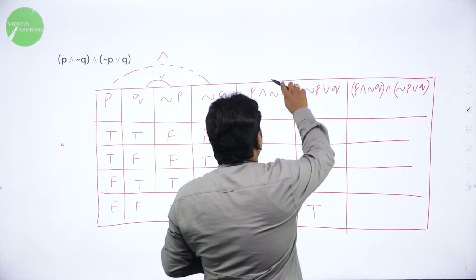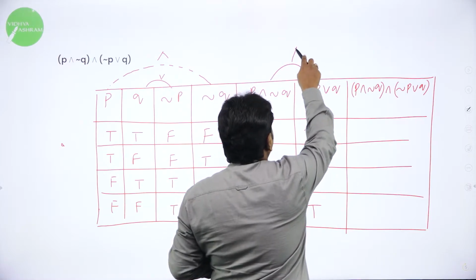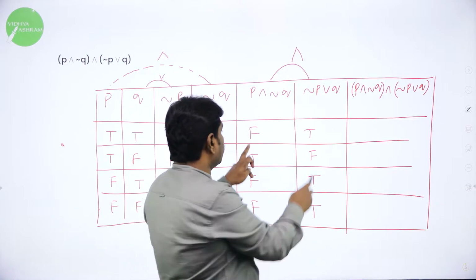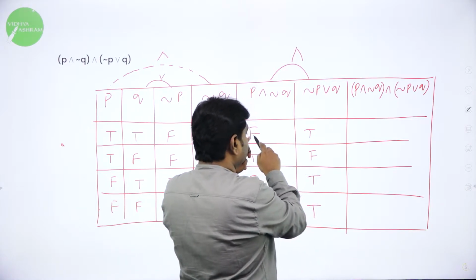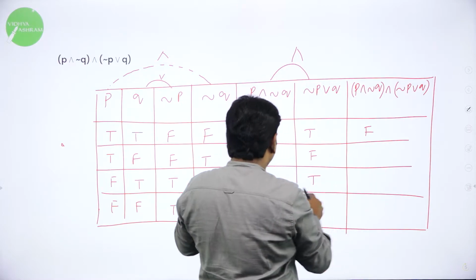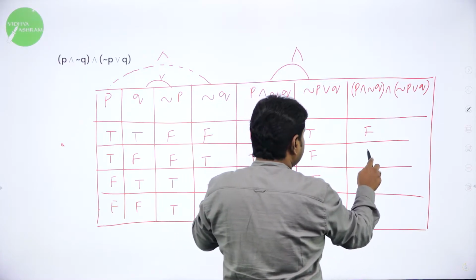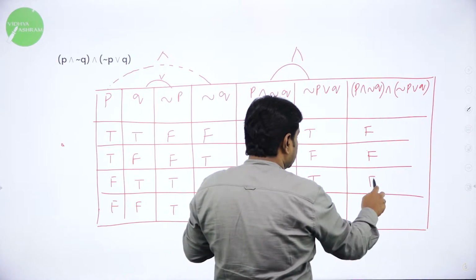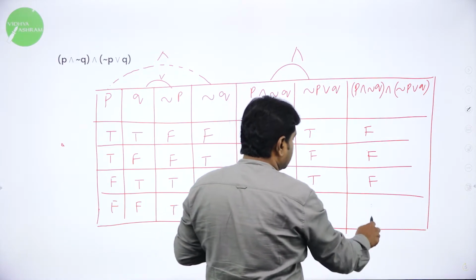Now for these two, I should do AND operation. What is meant by AND? If any one statement is false, result is false. So out of these two, one is false. Out of these two, first one is false, so result is false. Out of these two, second one is false, so result is false. Out of these two, first one is false, so result is false. Here again, first one is false, so result is false.